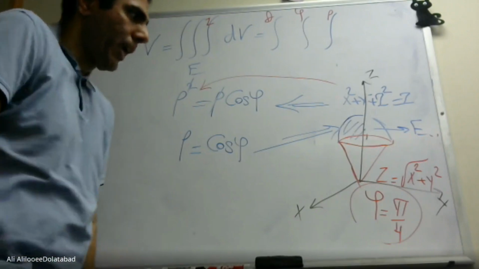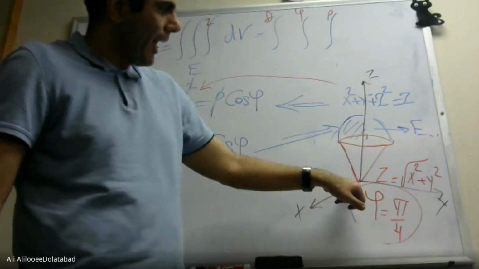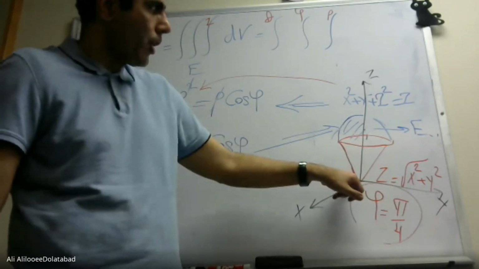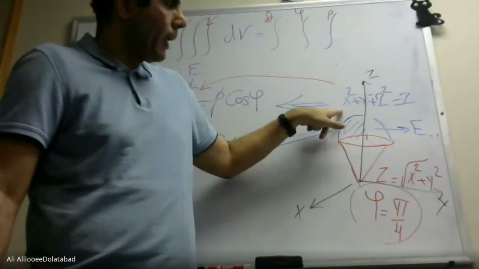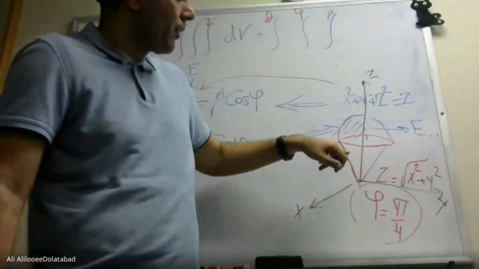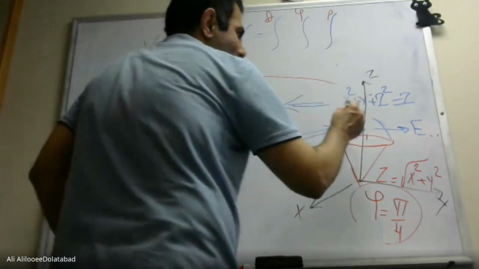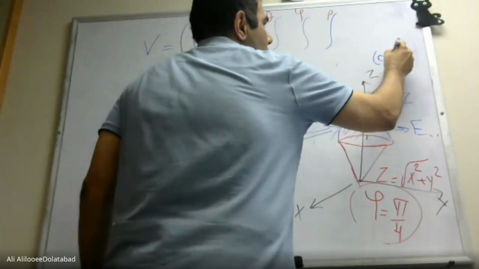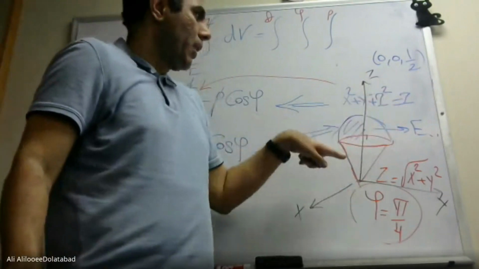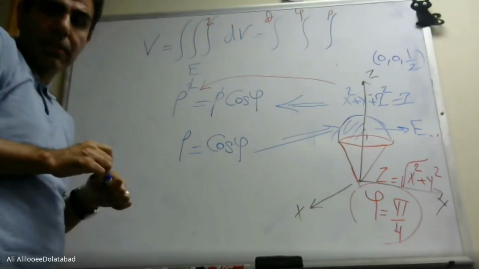Okay, everybody's following what I'm doing. I'm saying that, see, this origin cannot be here. The origin actually must be here. Why? Because the cone is passing through the origin. But the center of this sphere is on the z-axis. The center of this sphere actually is (0, 0, 1/2). Therefore, this is on the z-axis.